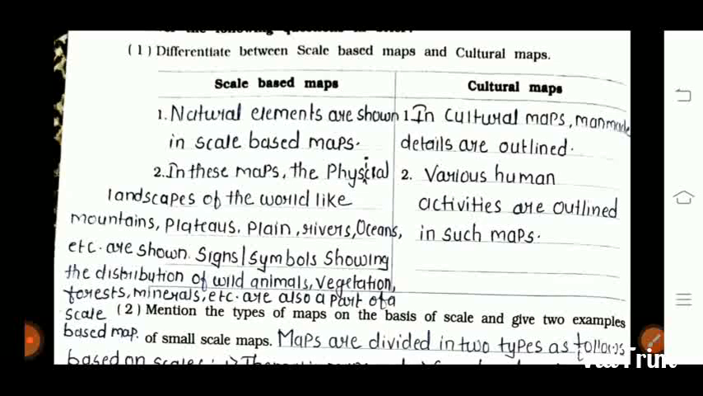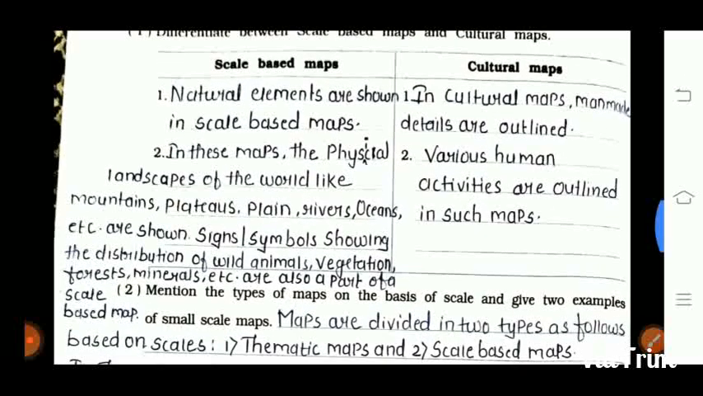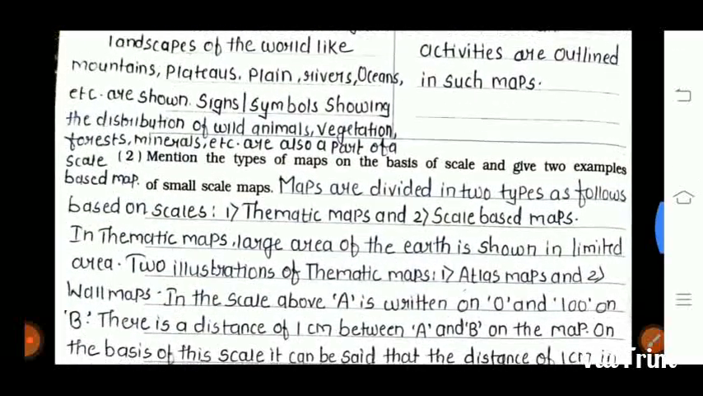Second one, in the scale based map, the physical landscape of the world like mountains, plateaus, plains, rivers, oceans, etc. are shown. Signs and symbols showing the distribution of wild animals, vegetation, forests, minerals, etc. are also part of the scale based map. Okay, here I have written a little lower down. And the second one is the cultural map, where various human activities are outlined.